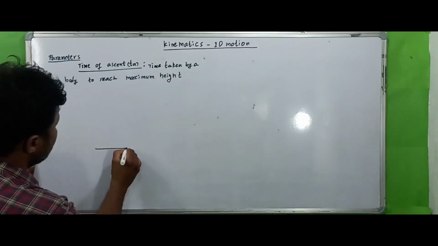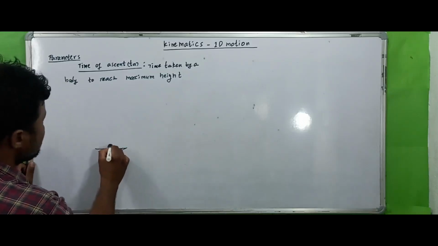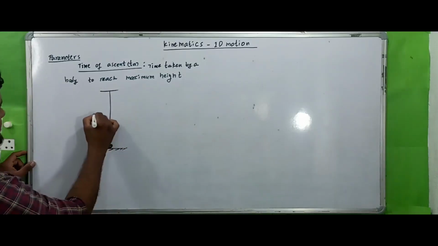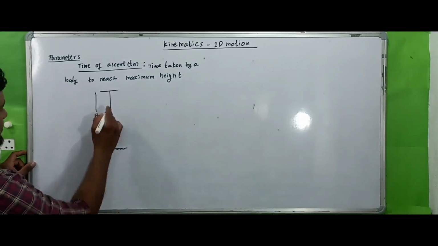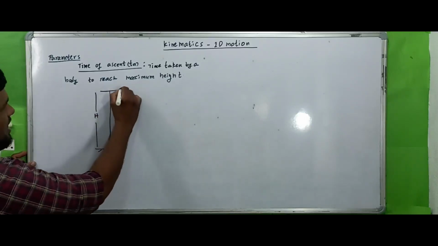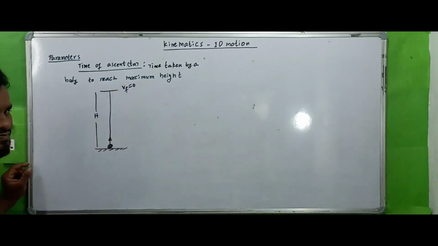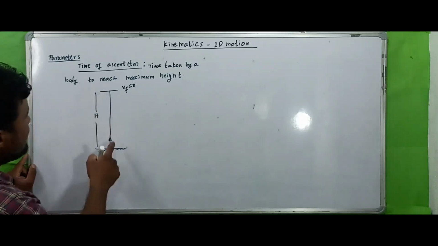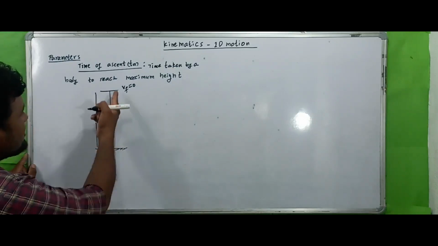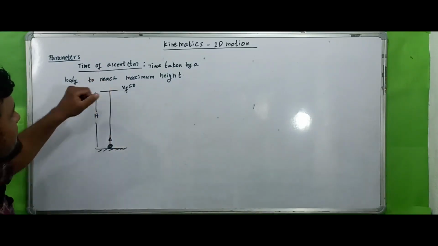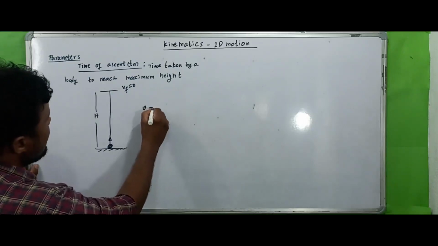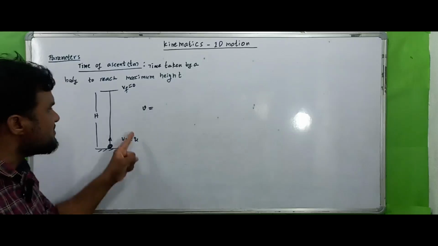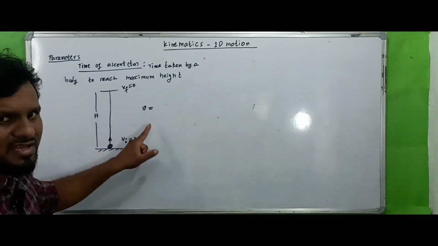Let us imagine the situation. A body is projected vertically upward. It reaches a height h. Whenever the body reaches maximum height, its final velocity is 0. So height h is the maximum height reached by the body. The time taken to reach maximum height is nothing but time of ascent. We can apply the formula. Initially there is a velocity: initial velocity is u. Final velocity is 0.